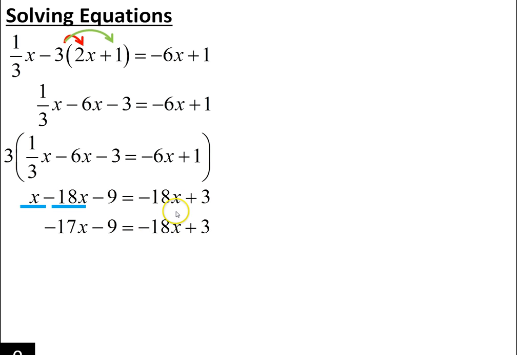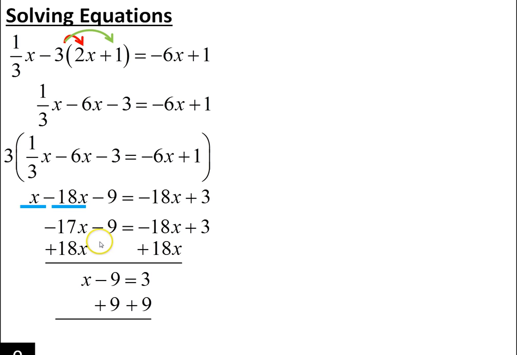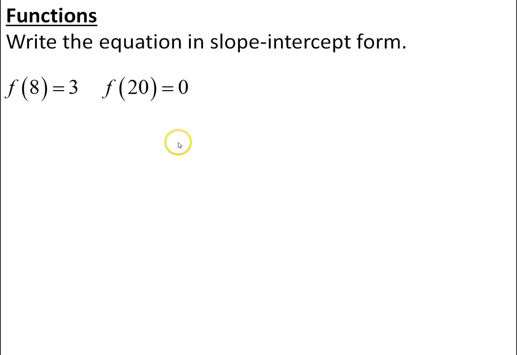So now we just want to solve for x. So we add the 18x to both sides. So -17 plus 18 gives us 1x. Now we move the 9 to the other side. And that gives us x equals 12. And so now you'd want to take that 12 and plug it back in.